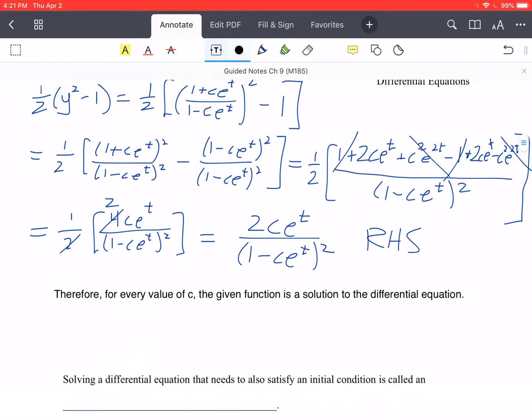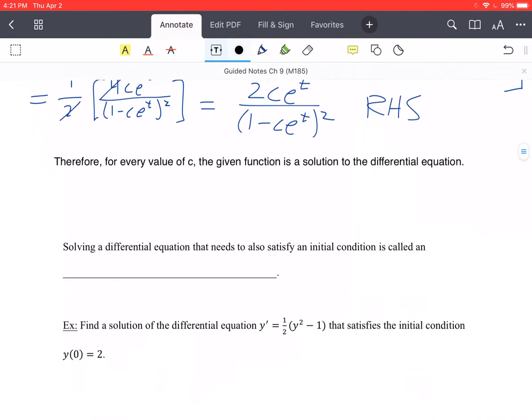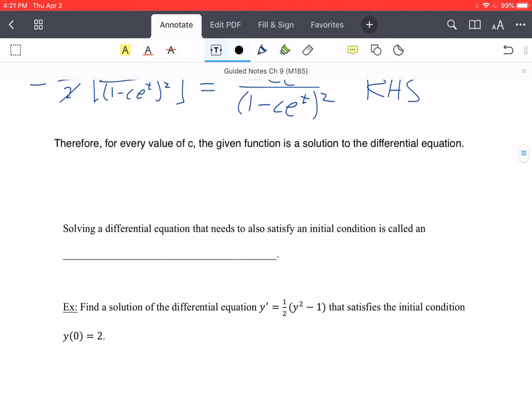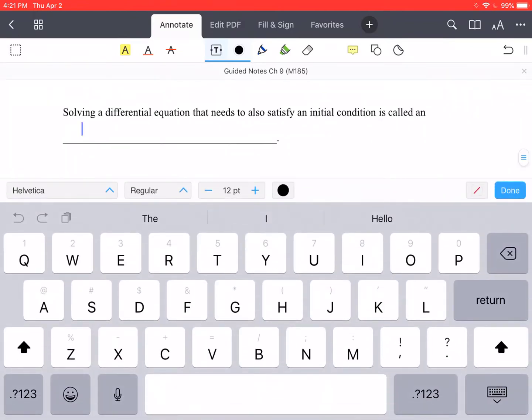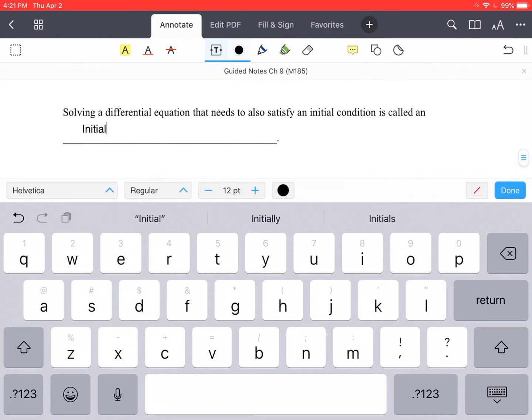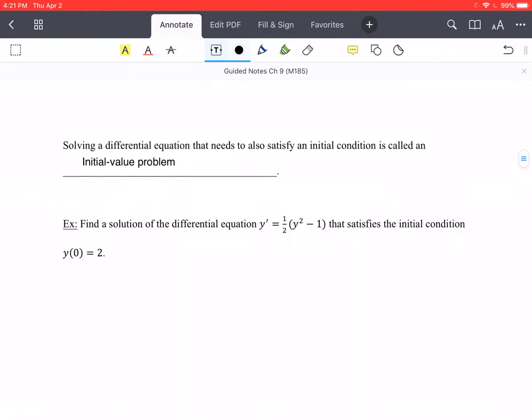All right. Now, this is just solving a general differential equation. However, we can also solve differential equations that satisfy initial conditions. So we've seen this a little bit in solving equations, but it works for differential equations as well. So solving a differential equation that needs to satisfy an initial condition is called an initial value problem. So we have an initial value problem.